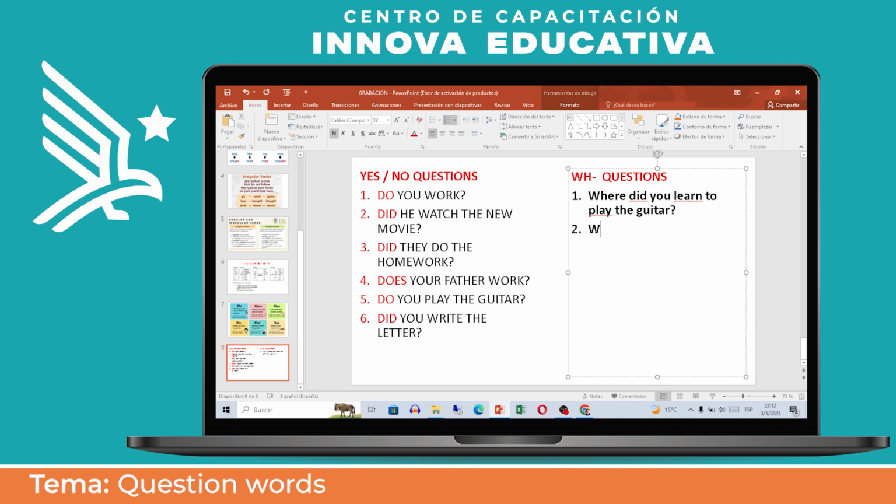And I want to know, y quiero saber quién le enseñó. Who did you teach to play the guitar? ¿Quién te enseñó a tocar la guitarra?